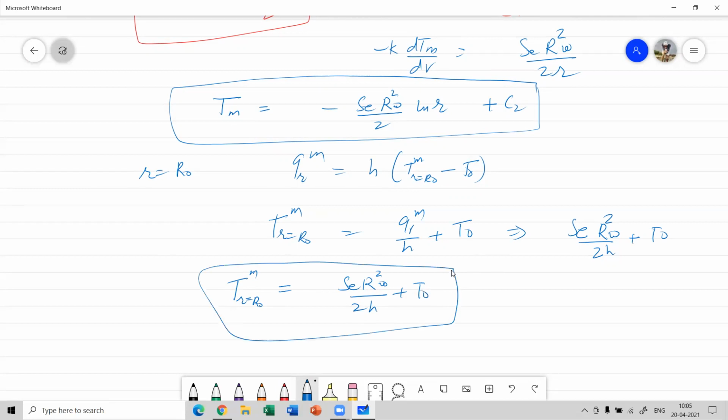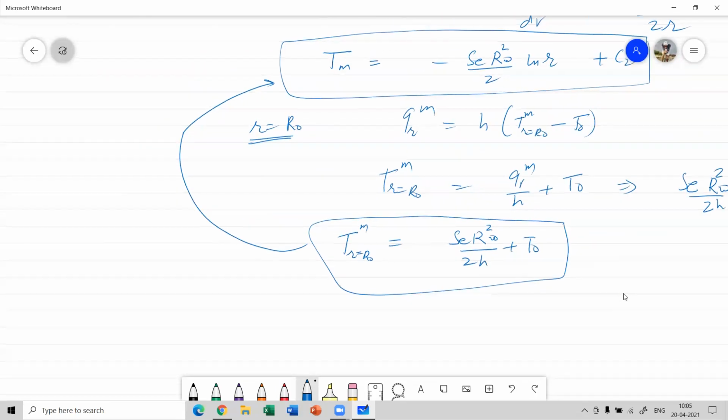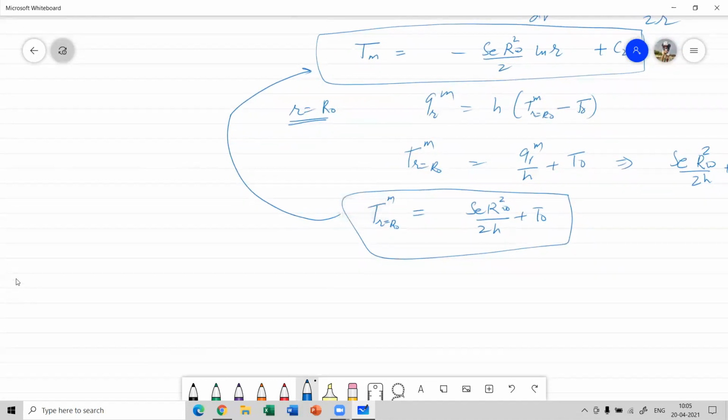Now, if you substitute this condition over here, that is at R equal to R naught, the metal temperature is this much. So we can evaluate the value of C2. If you substitute this value, let me write the value of C2. So C2 comes out to be T naught plus SE R square W by 2H plus SE R square W by 2 into ln R naught. So this is your C2.